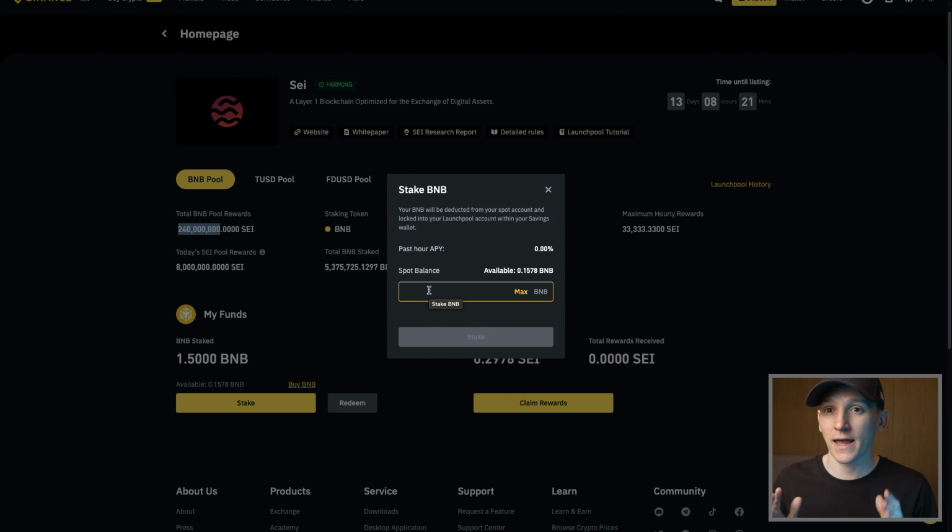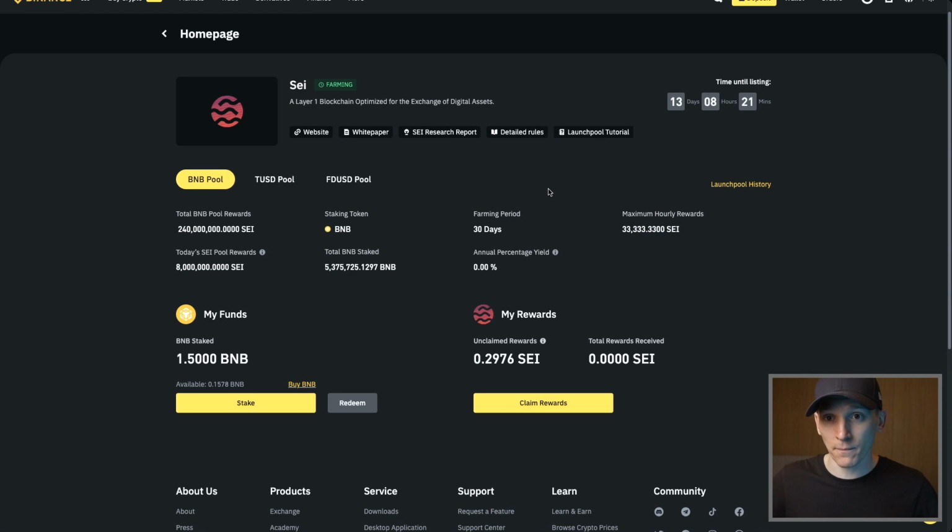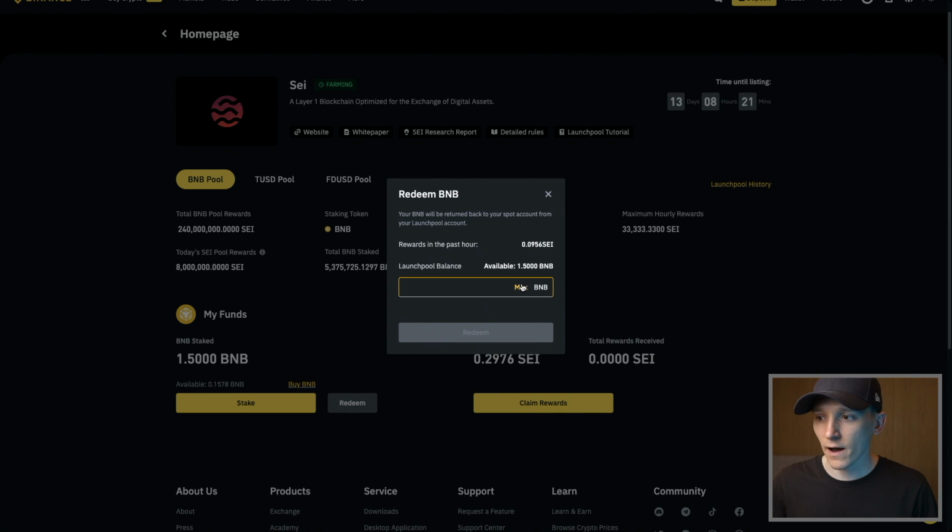Now, you are not giving any money to the team. You are not exchanging value to the team. You're not sending that money out. So what you can actually do is stake your BNB or these stablecoins, as you can see, because there are different pools. So you can have one of those tokens and stake them, but you can redeem them at any time as well. So if you press redeem, I can redeem the exact 1.5 BNB that I used to stake back into my account.